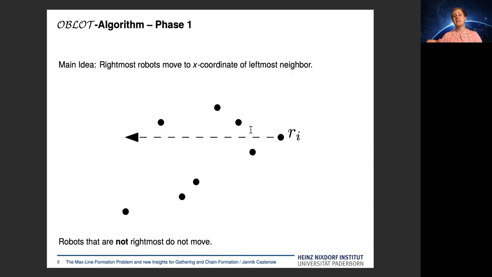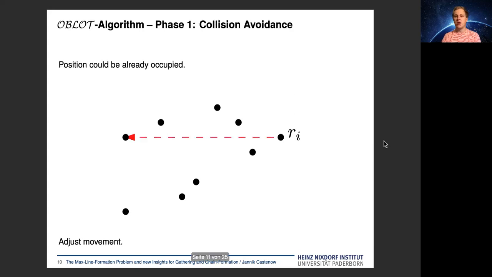We say if a robot is rightmost in its local neighborhood, then it moves horizontally to the x coordinate of its leftmost neighbor. So here the robot Ri observes the position of its leftmost neighbor down here, and now moves horizontally to the x coordinate of this neighbor. That's the main idea. Of course, we have to take care about a few things.